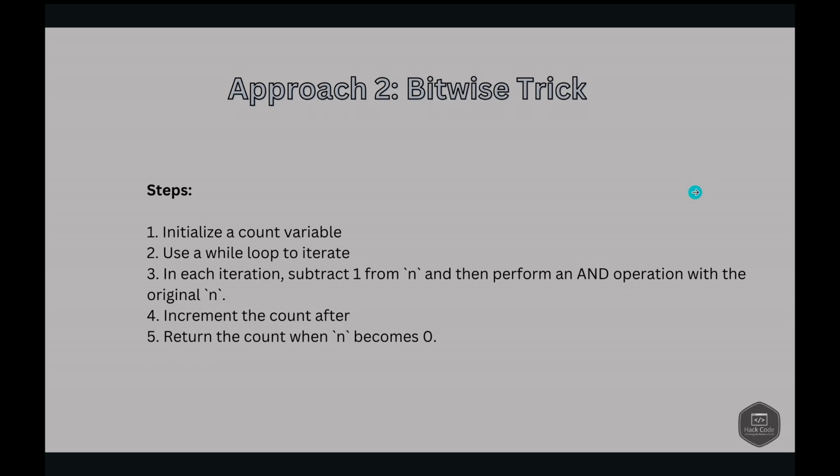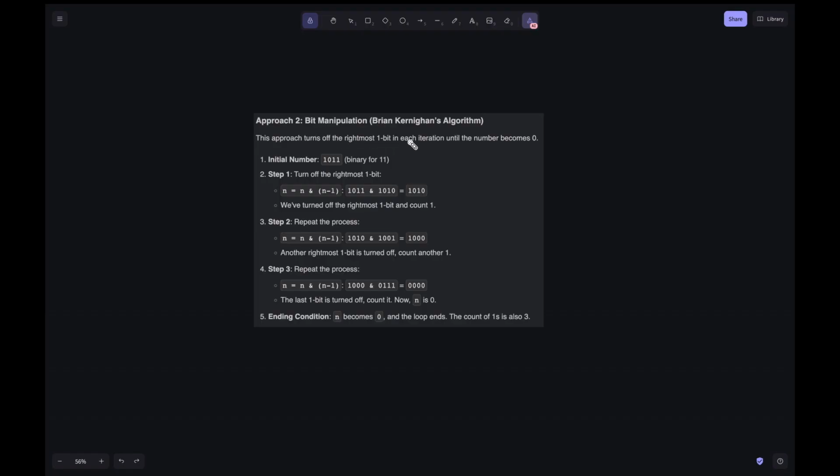So let's go over the approach. Here also we're taking 11 as an example to explain approach 2. This approach is also known as Kernighan's algorithm. This approach actually turns off the rightmost 1 bit in each iteration until the number becomes 0. So here the initial number we have is 11. This is the binary representation for 11. And so here step 1 is to turn off the rightmost 1 bit.